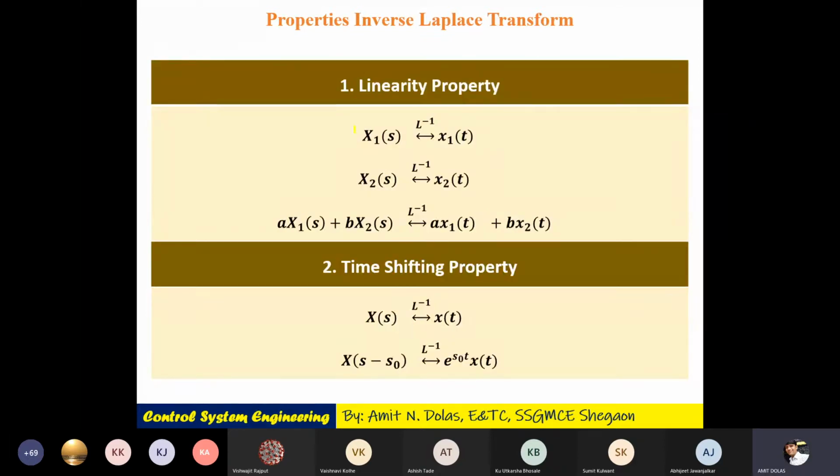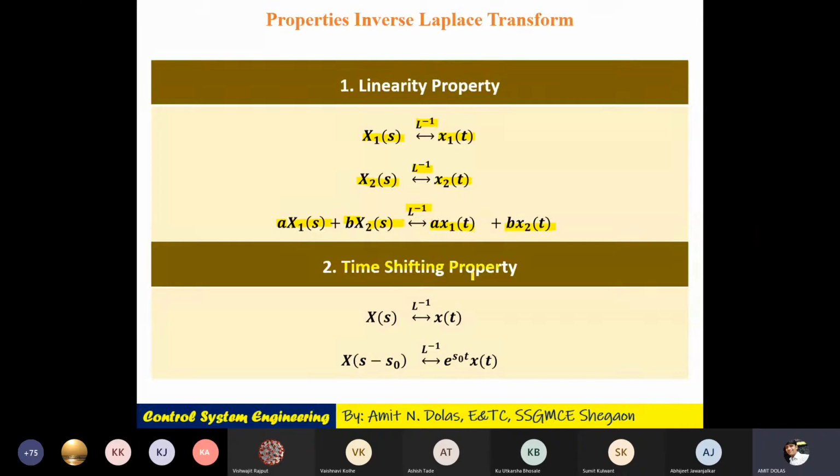Suppose x1 of s is a function whose inverse Laplace transform is x1 of t, and x2 of s has inverse Laplace transform x2 of t. Then for the linearity property, with constants a and b, a x1 of s plus b x2 of s has a straightforward inverse Laplace: a x1 of t plus b x2 of t.